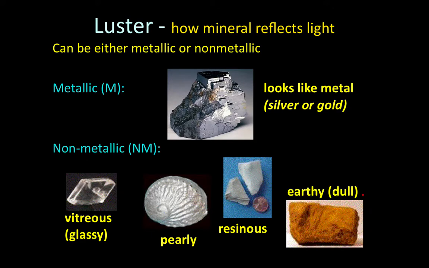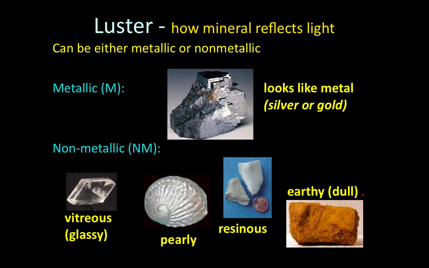Actually, if the mineral is not metallic, it's usually very useful to describe it in another way if possible. It could appear glassy or vitreous. It could look like a pearl or be called pearly. It could be kind of waxy, resinous, or earthy and dull, so it basically has no shine at all. So in lab, you're going to want to try to use these terms to describe the sample that you're looking at.